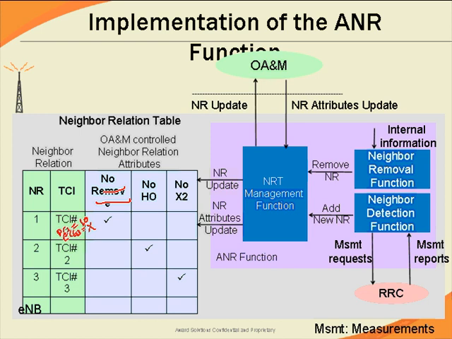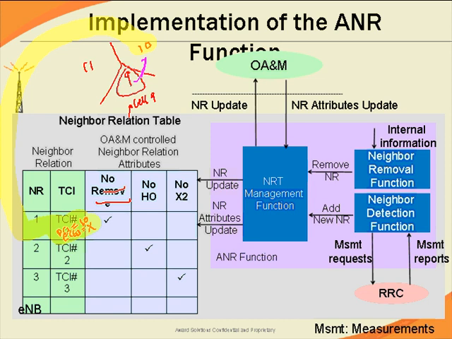Warning sign to the SON algorithm: please do not remove that cell from the neighbor list. It is critical. And why? Because maybe, let's say this table is for cell number 9. This is cell number 9, and then we have cell 10 and cell 11. So what we are saying is that this is the sector that is controlled by the same eNodeB. So the UE could be moving into that cell anytime. So we should not remove that cell from the neighbor list. So we should always keep that. So that is an example.